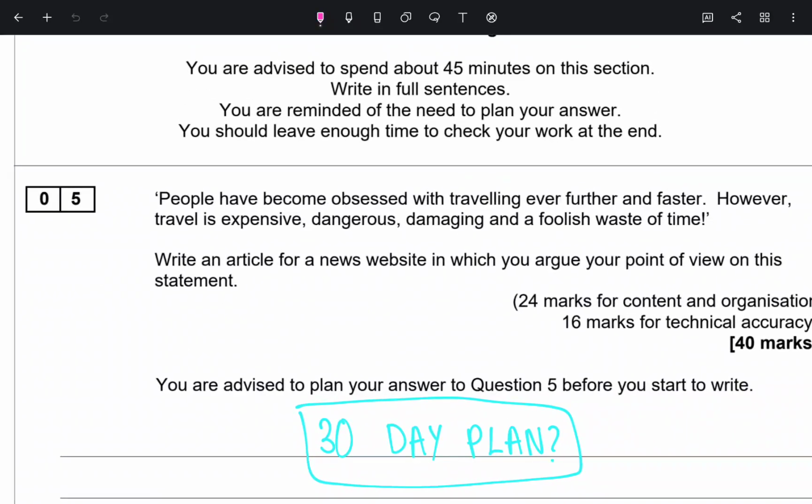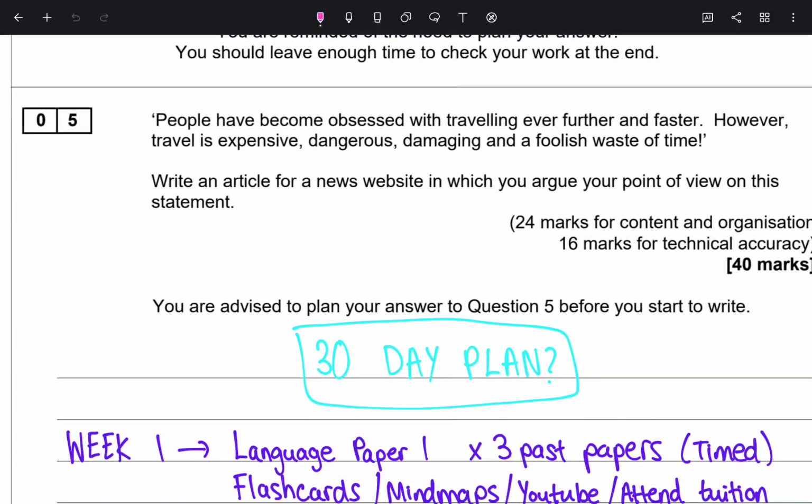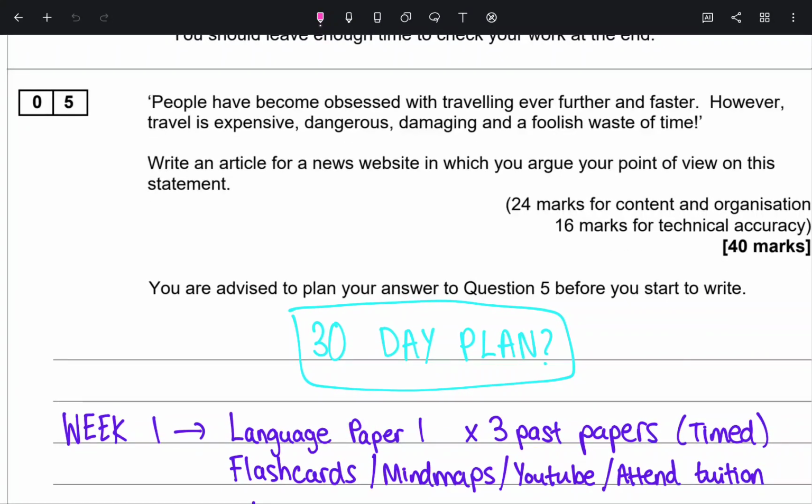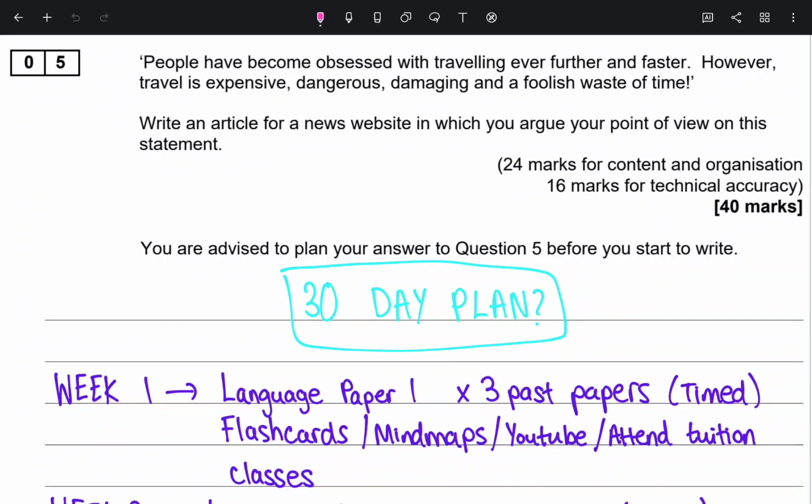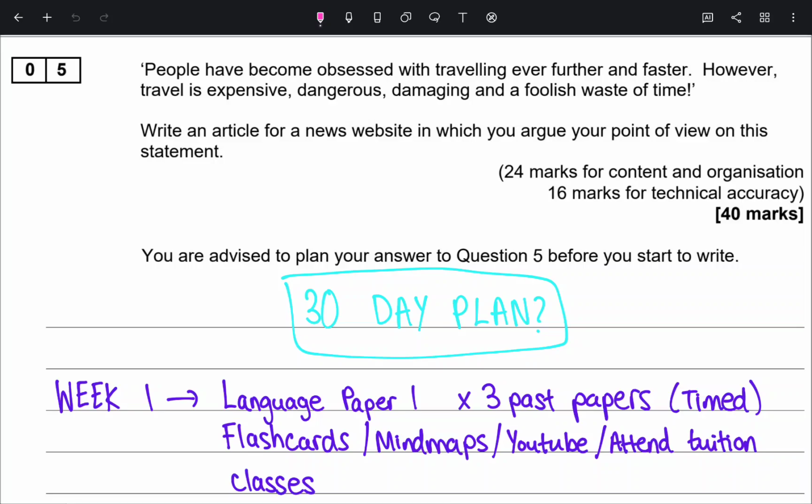So you probably are wondering, what does a 30-day plan consist of? Let's have a look at it in further detail. Week 1, so that's starting this week. Today's Sunday at the time of recording. So if you were to start tomorrow or even today, what are you working on in week 1? Week 1, you must be doing the following: 3 language paper 1s, which are timed. You have to complete 3 language papers across the next 7 days. Perhaps you could do one on Monday, one on Wednesday, and one on Friday. And these need to be timed.